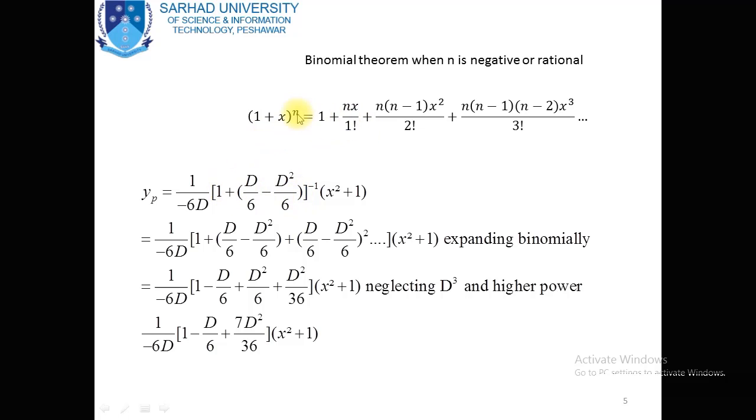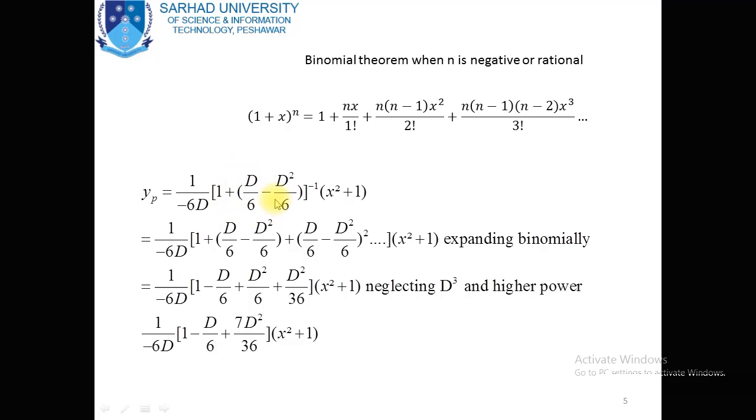So the binomial theorem, when the power n is negative or rational, then 1 plus x power n can be written as 1 plus nx divided by 1 factorial, plus n into n minus 1 into x square divided by 2 factorial, plus n into n minus 1 into n minus 2 x cube divided by 3 factorial, and so on. So this is the binomial expansion when the power n is negative or rational. Now we have a negative power minus 1.